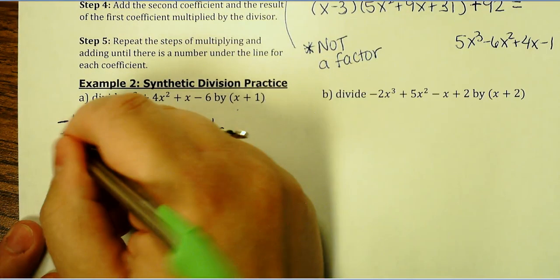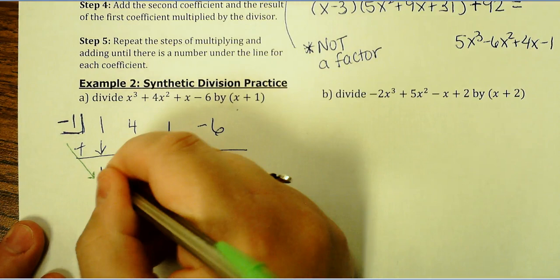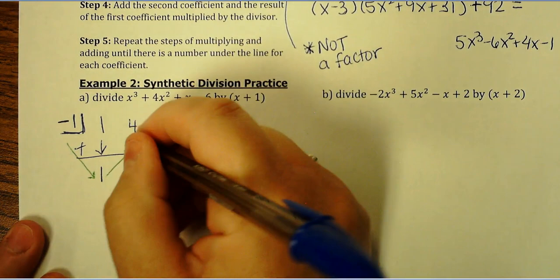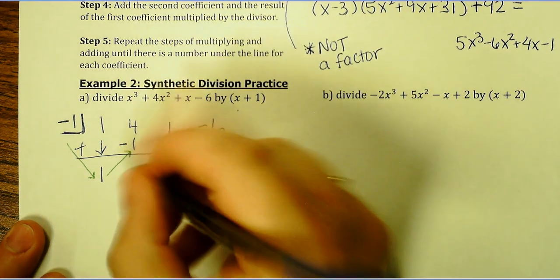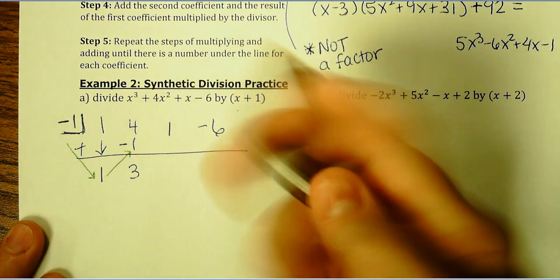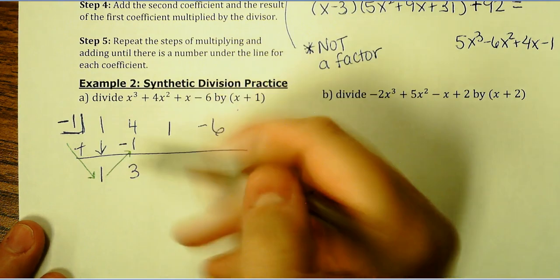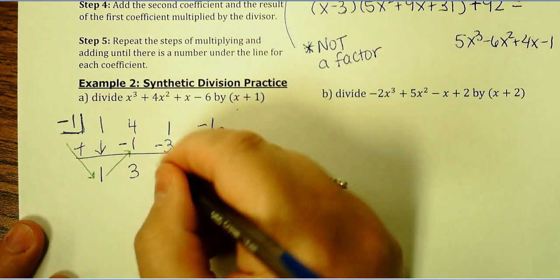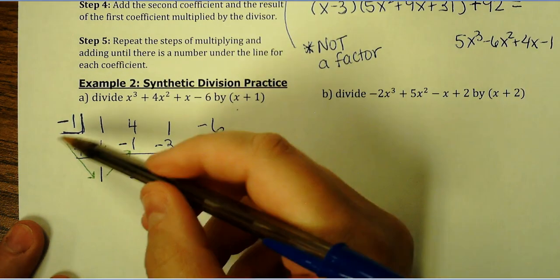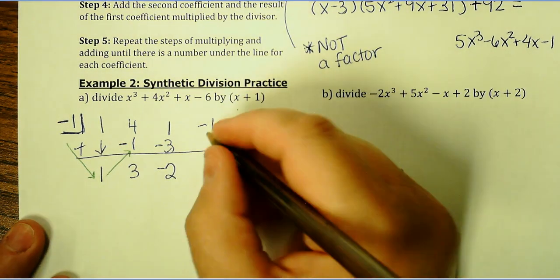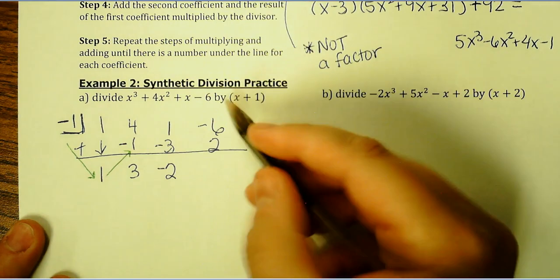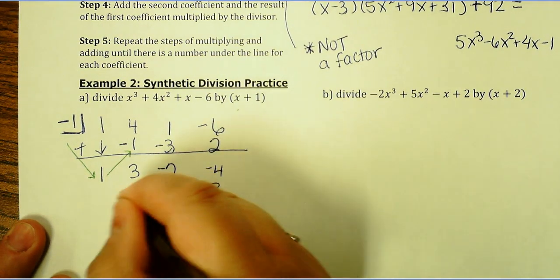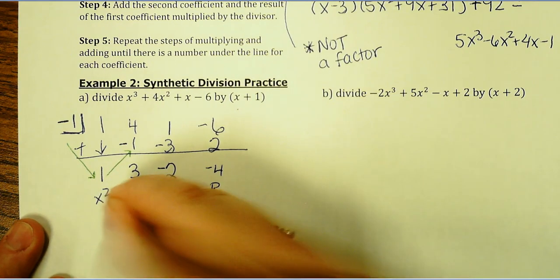We are going to multiply, and then we're going to put in the next available spot. So negative 1 times 1 is negative 1. Add these up, we're going to get 3. Repeat that process. Negative 1 times 3 is negative 3. Add the numbers that are stacked on top of each other. It's negative 2. Negative 1 times negative 2 is positive 2. And negative 4. This is your remainder, your plain number, your x, and then in this case x squared.